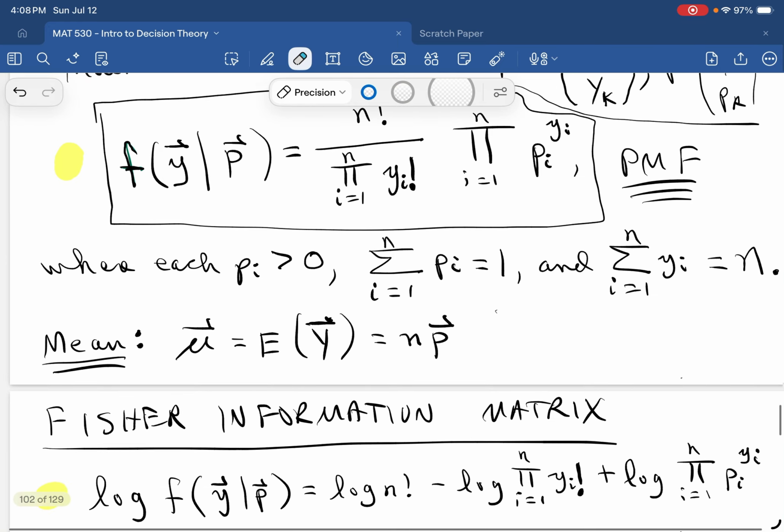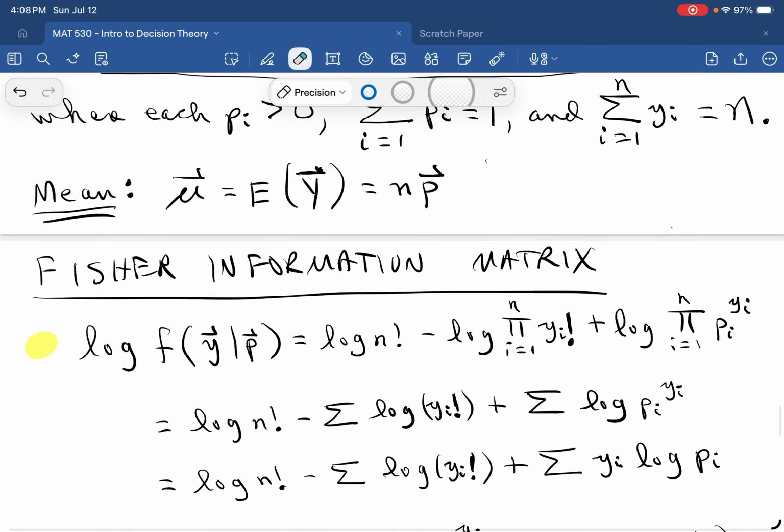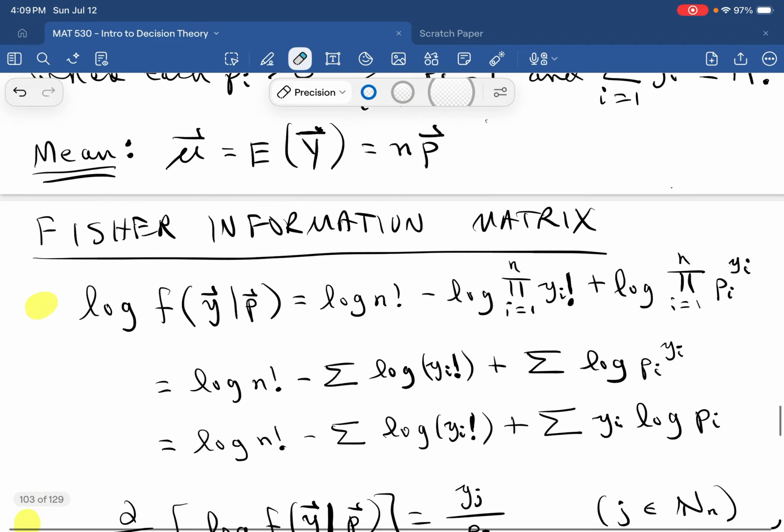Okay, so now let's first work on calculating the Fisher information matrix. So remember that to do that, we've got to first look at the log likelihood. And so going off of the likelihood function, remember we're not going to refer to it right now as the PMF. We're going to refer to this part here as the likelihood function. We're taking the log of that. And then once we do a little simplification and apply some of the log properties, that gives us what we see there.